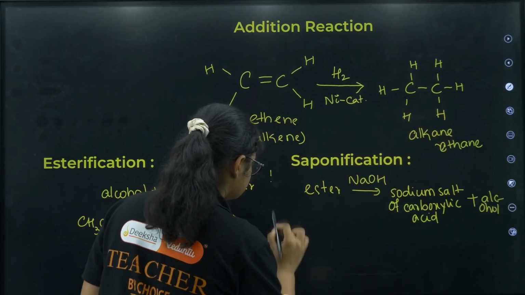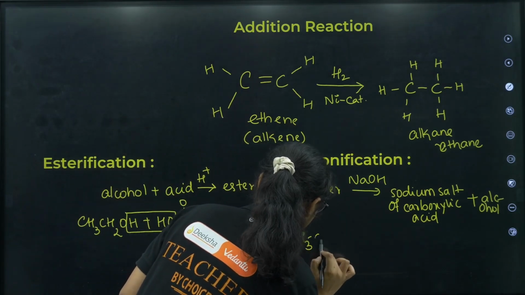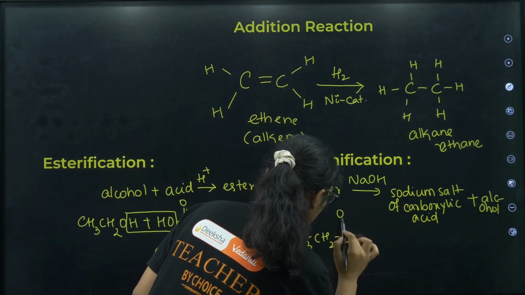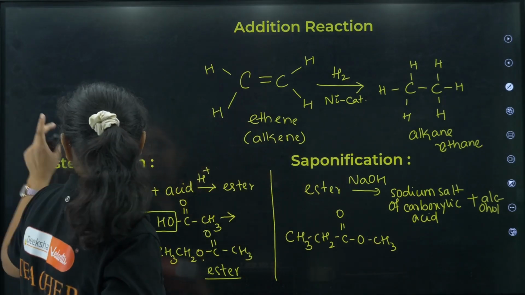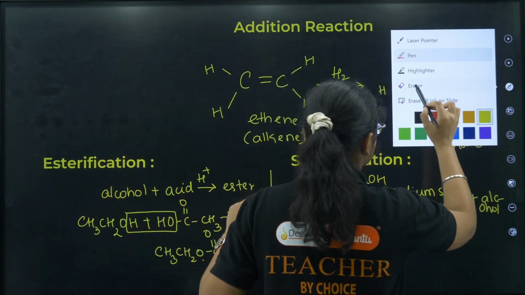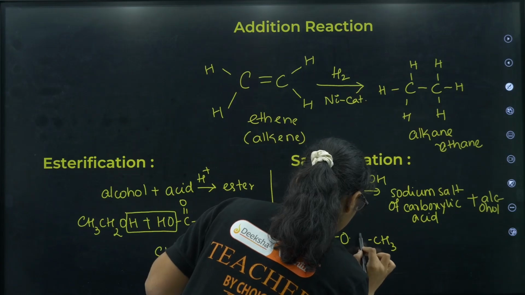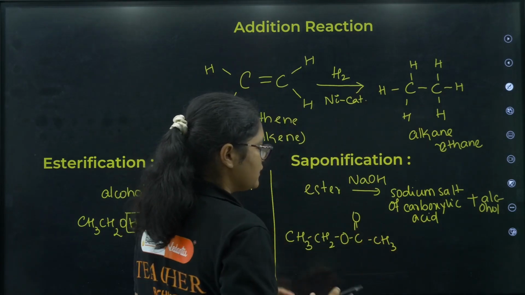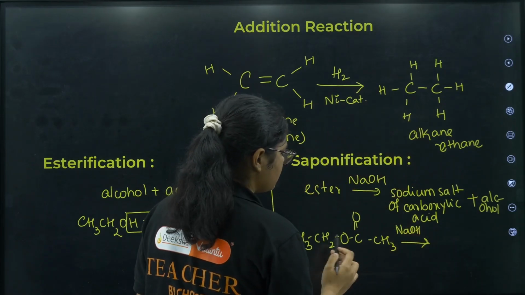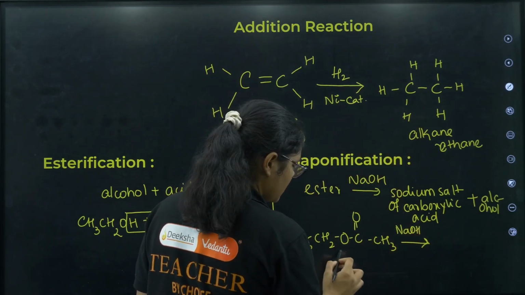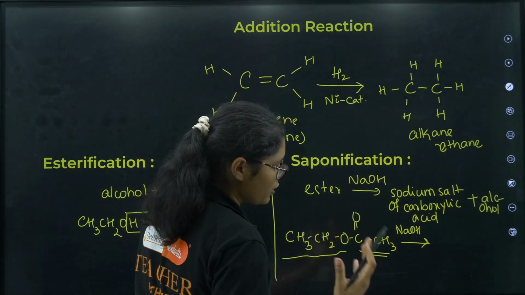Okay, now let me give an example here. Suppose we take this particular ester that we formed, CH3CH2, C double bond O, O CH3. Sorry, I wrote the structure wrong. Now if this undergoes NaOH, like your saponification reaction, then what will happen? This part will get converted to alcohol, and this part will get converted to your acid salt.